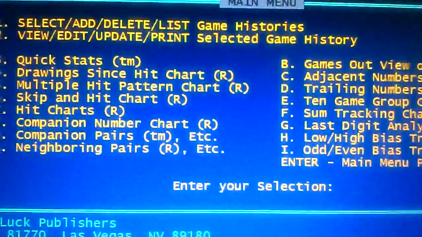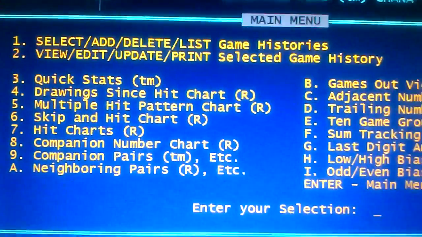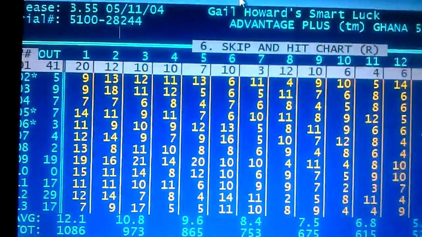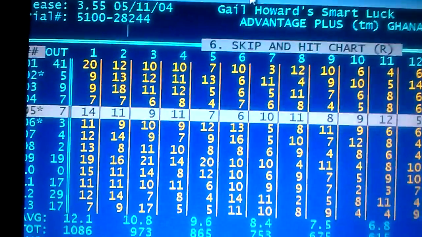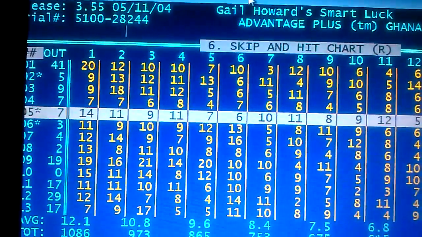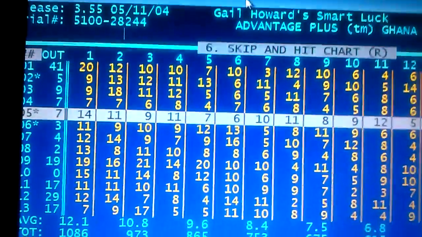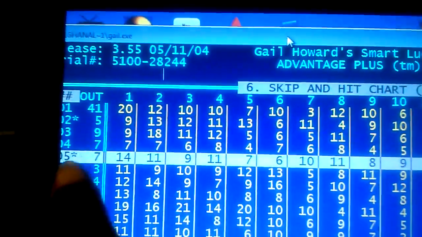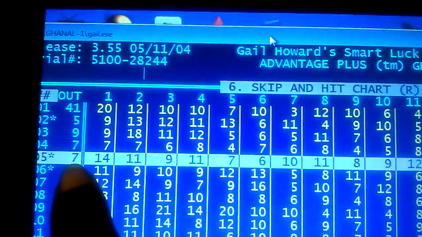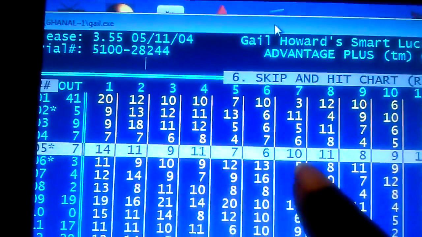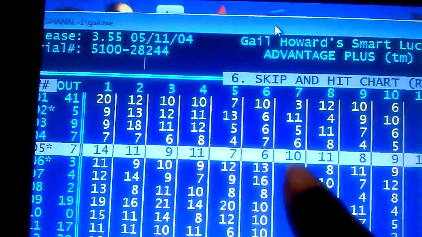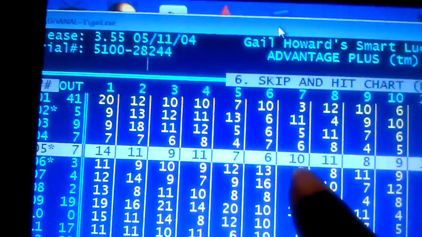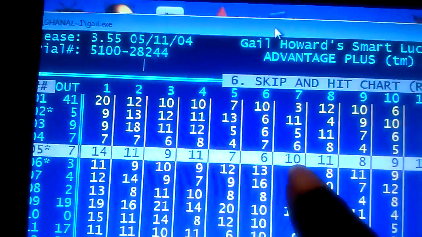You can skip and hit. This chart is going to tell you how many times a number has become a winner after sitting out X amount of drawings. You'll see here number 5 is out 7 drawings as of right now. And if you look at column 7, you'll see where in the history it has occurred 10 times. This makes it a strong possible candidate in the next drawing.